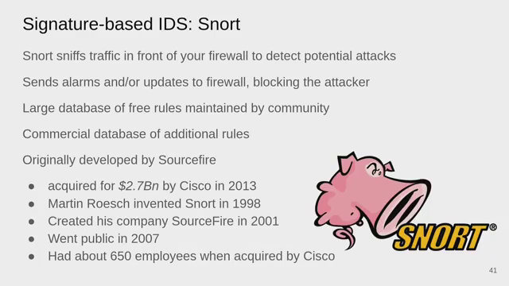Snort is one of the most well known IDSs. Snort sniffs traffic in front of your firewall to detect potential attacks. Right, so it looks at all the traffic going through, sends alarms and updates to the firewall, potentially blocking the attacker. There are large databases of different rules. There's a commercial database of some additional rules, and you see that this was acquired for $2.7 billion, right, a couple of years ago, which is quite expensive, and had around 600, 700 employees back then.